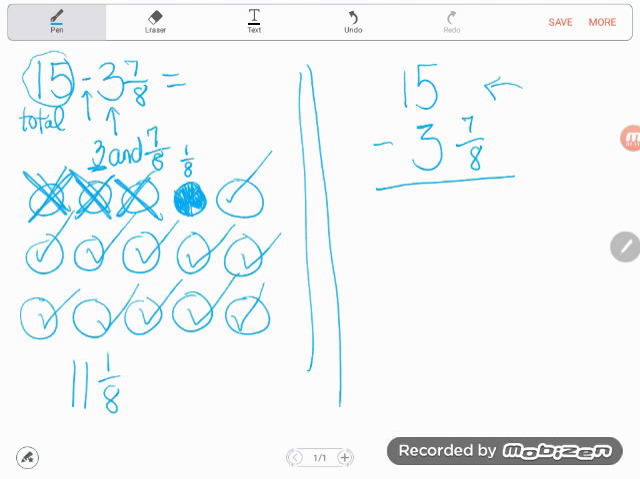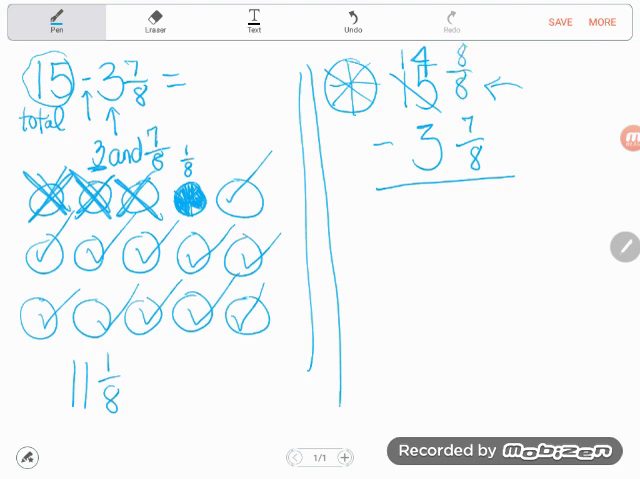Super simple. Just like always, you're going to borrow. So I'm going to borrow one whole thing. So my 15 will go down to 14. Now you might say, well, Kate, if I borrow one whole thing, how many pieces is that? Well, think about it. If you take one whole thing and you break it into eighths, how many pieces do you have? You have 8/8.